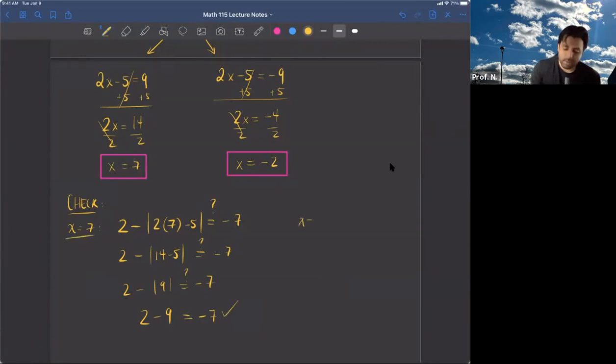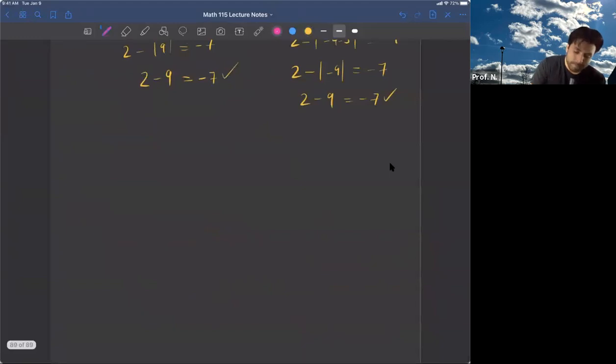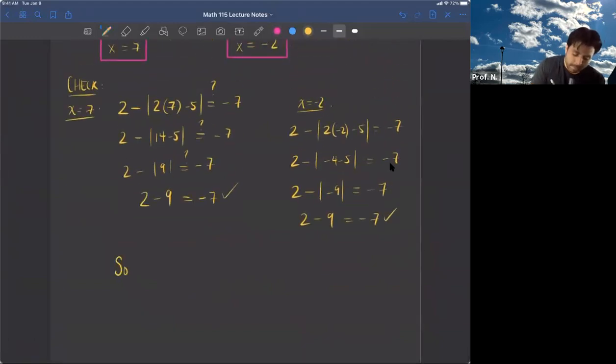And then check the other one. x equals negative 2. 2 minus the absolute value of 2 times negative 2 minus 5 equals negative 7. 2 minus the absolute value of negative 4 minus 5 equals negative 7. 2 minus the absolute value of negative 9 equals negative 7. 2 minus positive 9 equals negative 7. So this is true. So my solutions are x equals, and then put curly braces, negative 2 comma 7, and close curly braces.